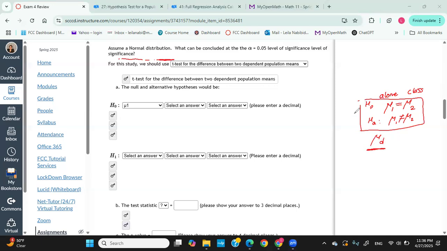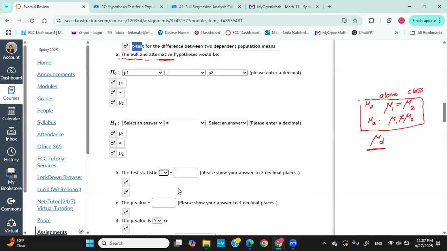So for the null and alternative hypothesis, I choose mu1 and mu2. For the null, we always put the equal sign, and for the alternative, we put the not equal sign. And you can see the answers: mu1 equal to mu2, mu1 not equal to mu2. Now it's asking, what's the test statistic? So you chose t-test, so for sure that's a t-test. Now I need to find the t statistic.